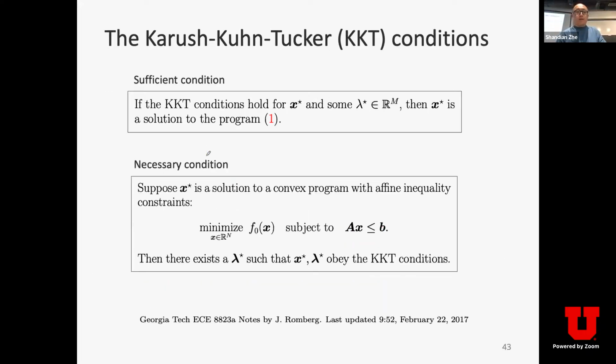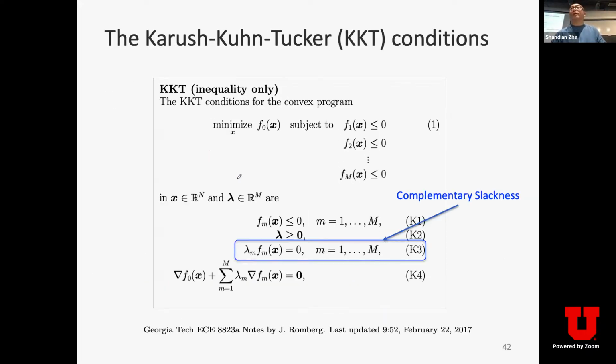So remember, the KKT conditions contain 4 groups of testing conditions, right? And this one is called complementary slackness, namely the product of each Lagrange multiplier with its constraint function is 0. Right?